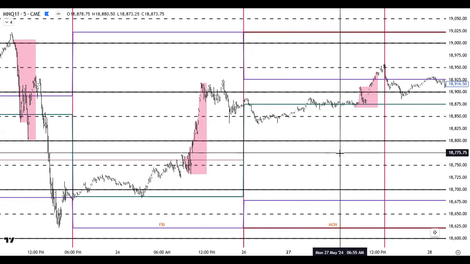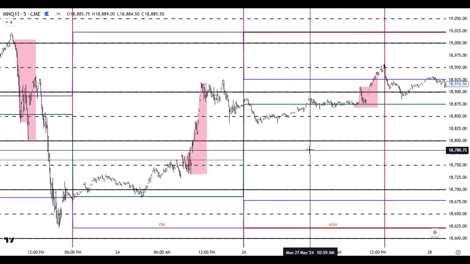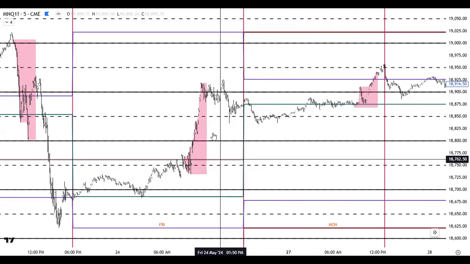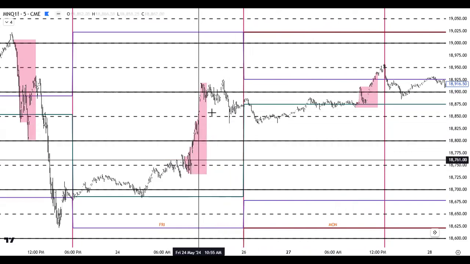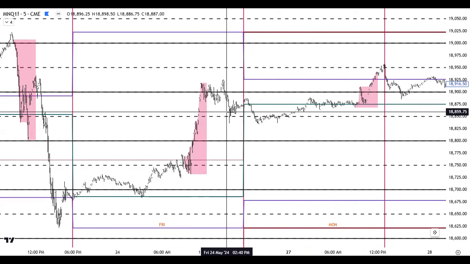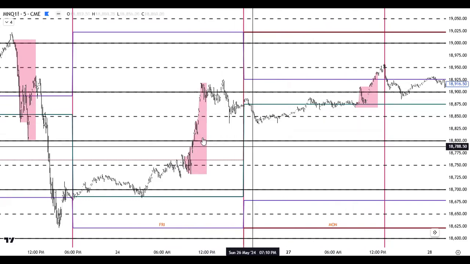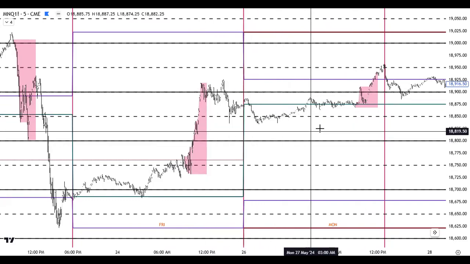All right. So now, as we can see, looking at this chart, Friday did close in an uptrend. So the market closed in bullish momentum. We closed bullish. We're closing in an uptrend.